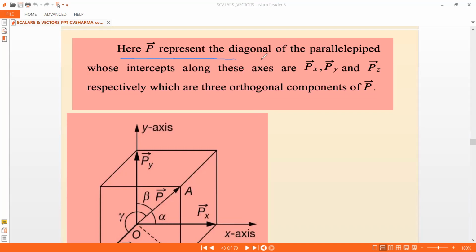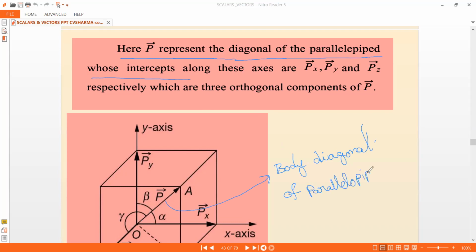So here P bar is represented as the diagonal of the parallelepiped. So what is the diagonal? This is the diagonal, body diagonal basically. Body diagonal of the parallelepiped. So basically, a parallelepiped is something like a cube, don't worry too much about this. On the cube, the diagonal which connects the opposite vertices, something like this.